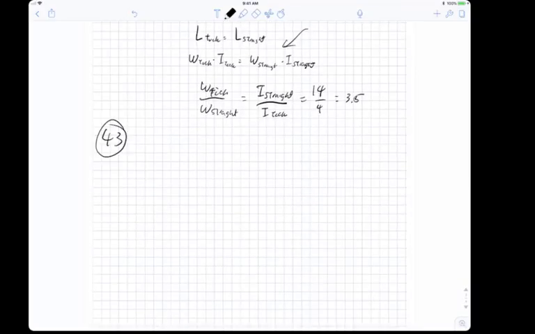Okay, next question, 43. Question 43 goes like this. A 140-gram baseball is moving horizontally to the right at 35 meters per second when it's hit by the bat. The ball flies off to the left at 55 meters per second with an angle of 25 degrees above the horizontal. What's the magnitude and direction of the impulse that the bat delivers to the ball?